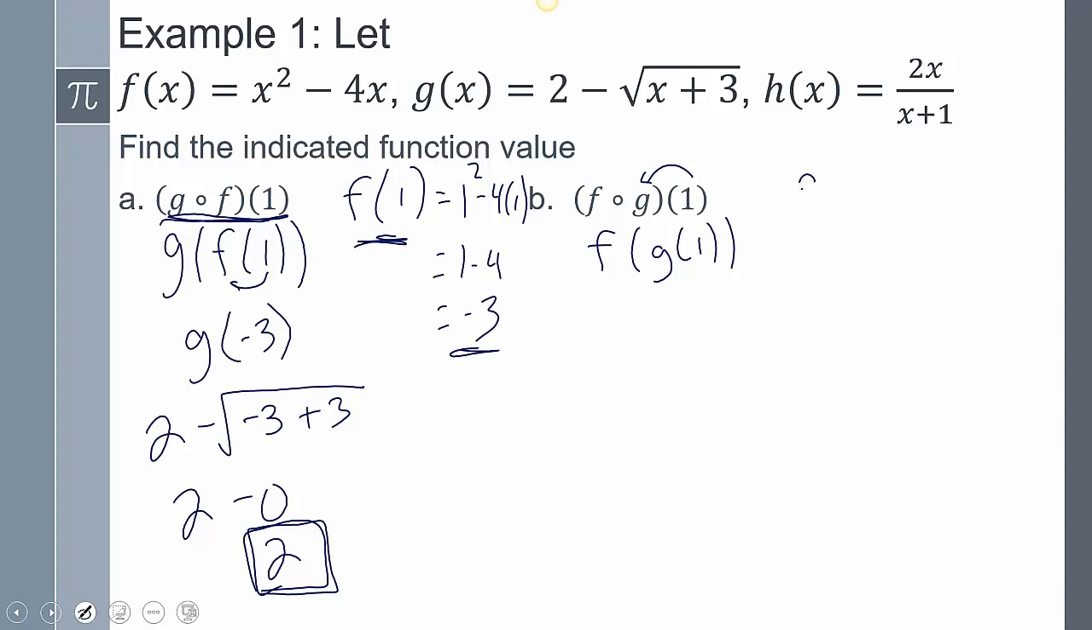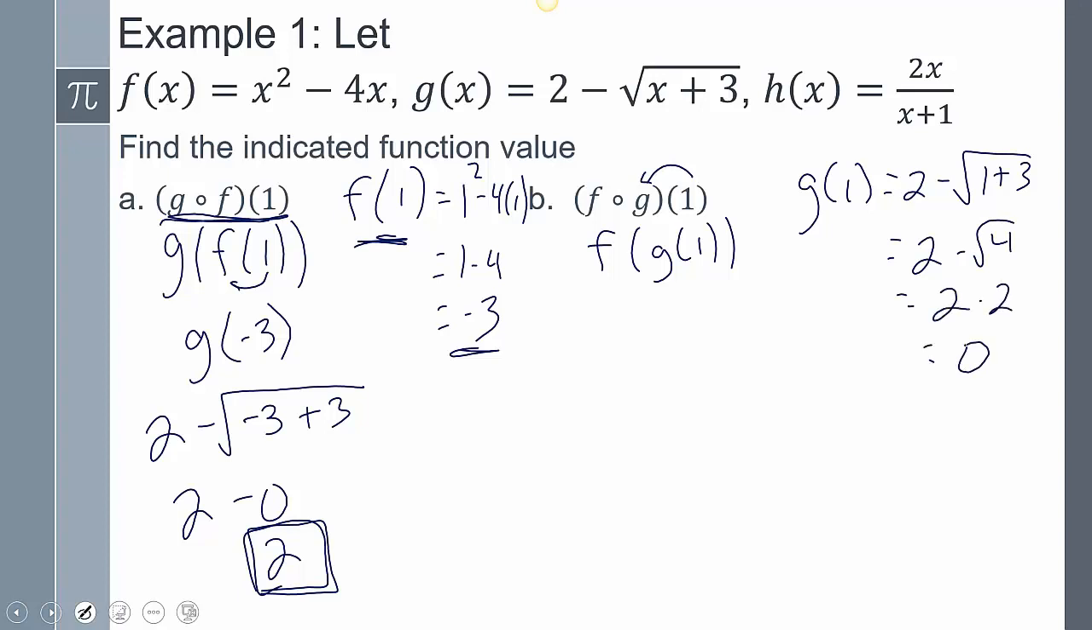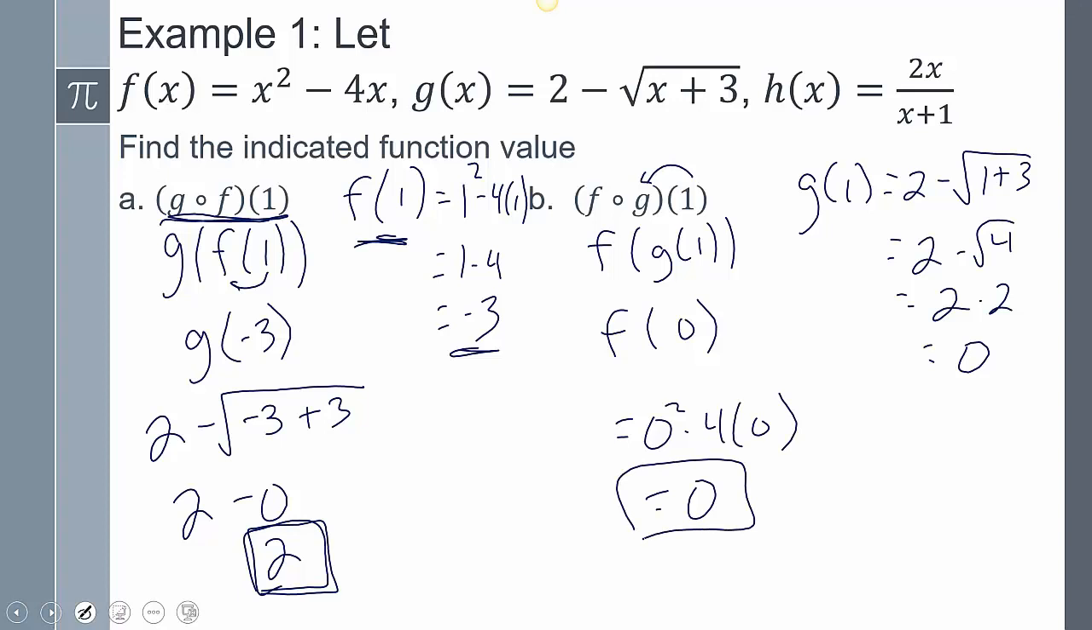So let's start with that first part. Let's start with g of 1. So plugging that in, I get 2 minus the square root of 1 plus 3. And so that gives me 2 minus the square root of 4. Square root of 4 is 2. So I get 0. So this is the same as f of 0. And now plugging in 0 into my f function, that's going to give me 0 squared minus 4 times 0, which is just 0. So f of g of 1 just gives me 0.